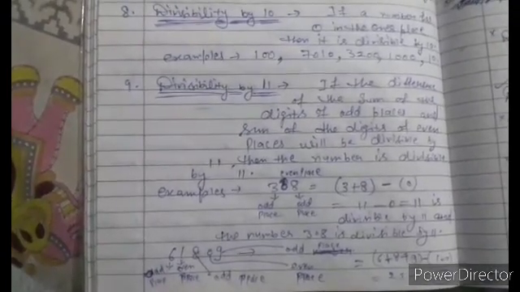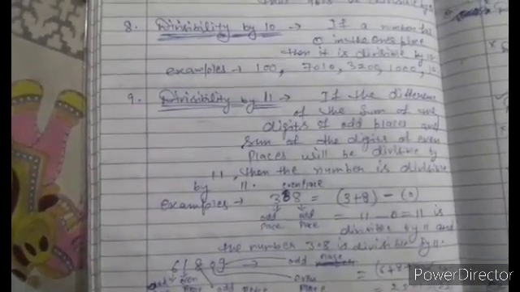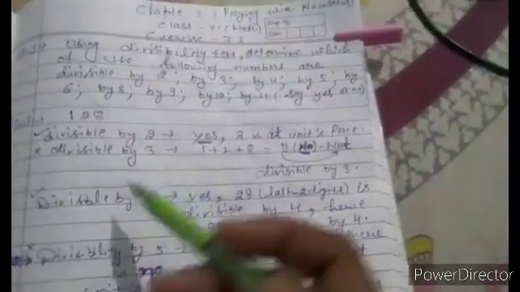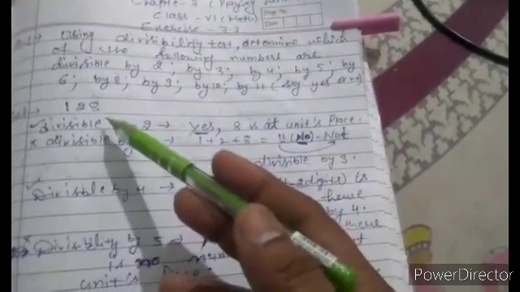If you read all these rules, you will come to know how to solve the question by these rules. Now let's see question number 1. Here one number is given, 128.